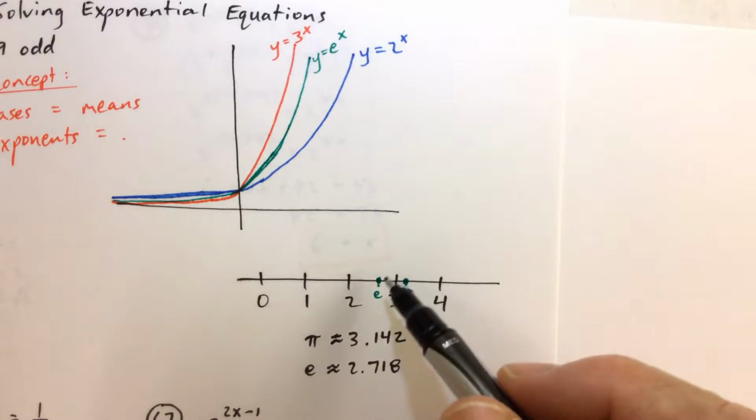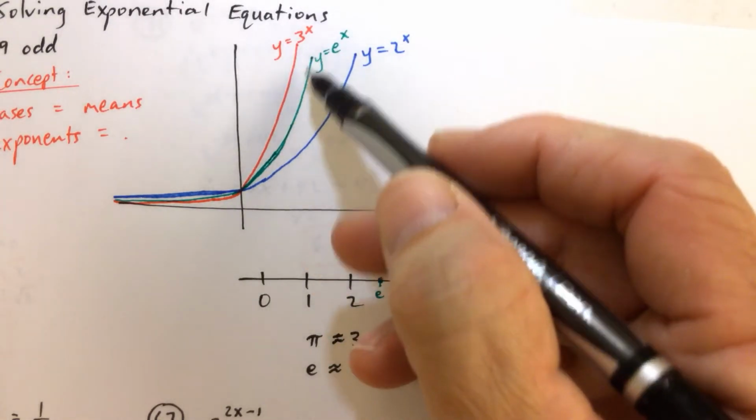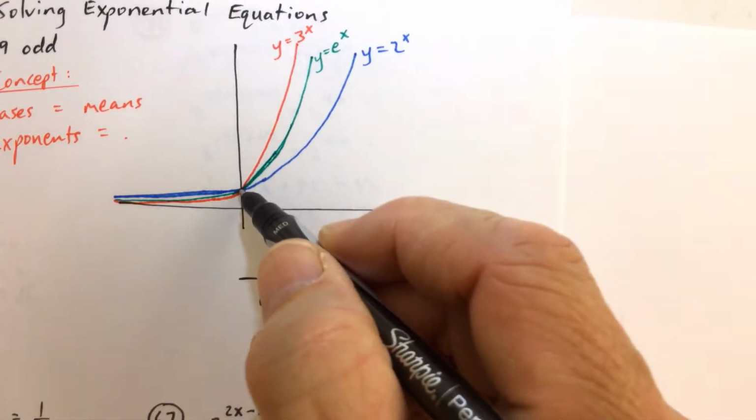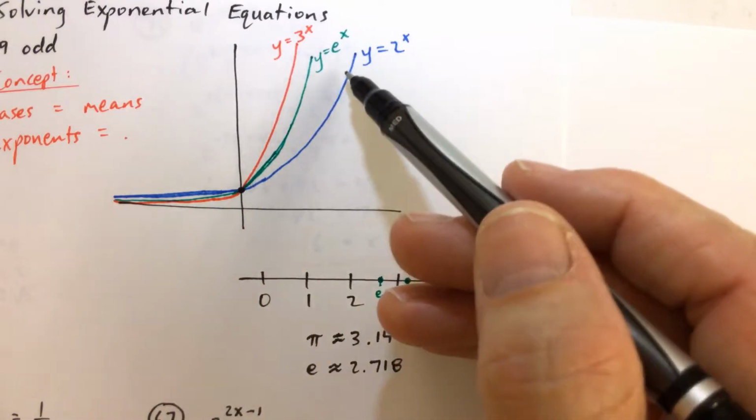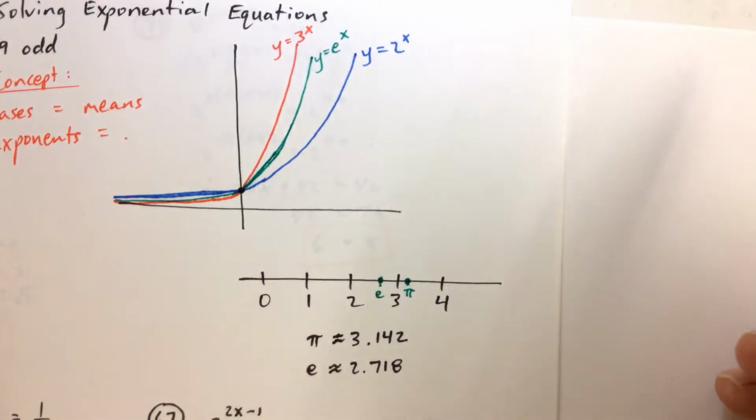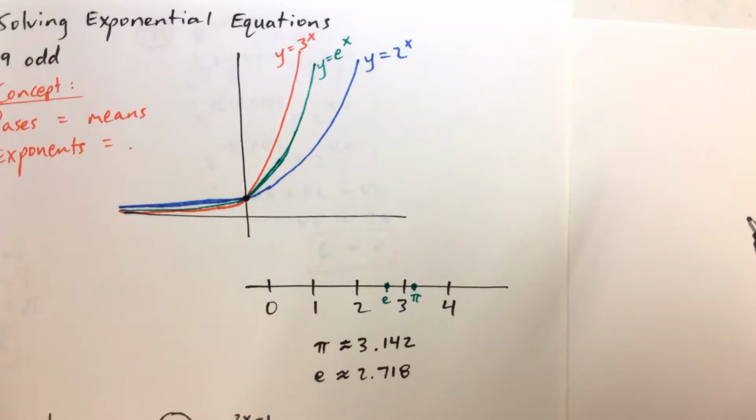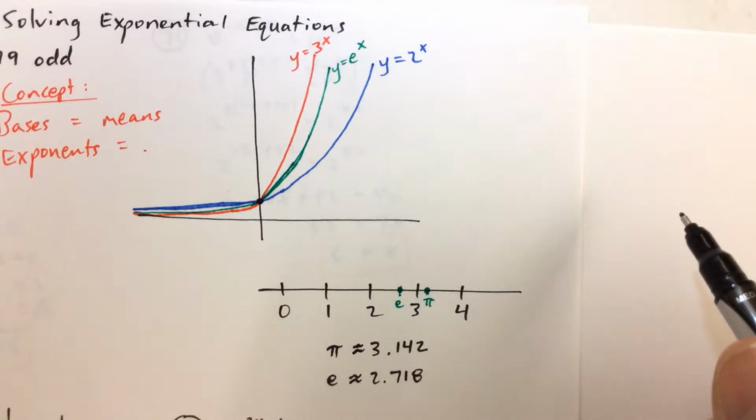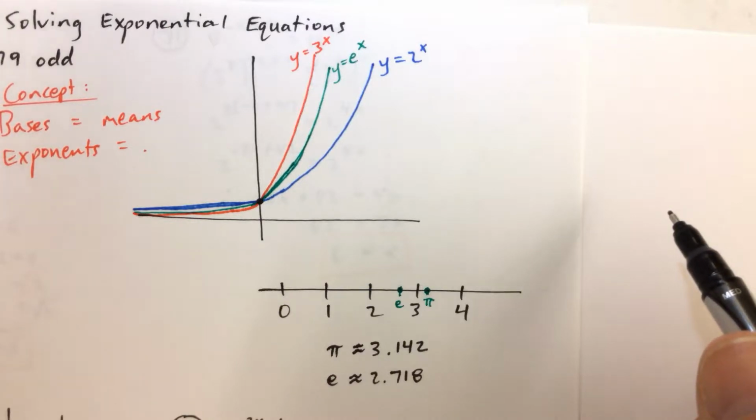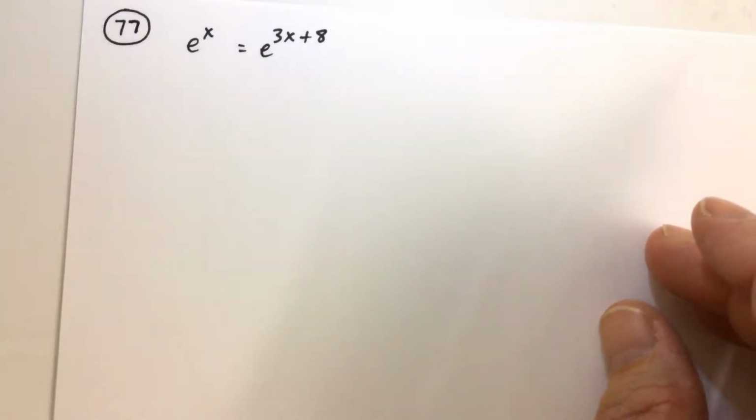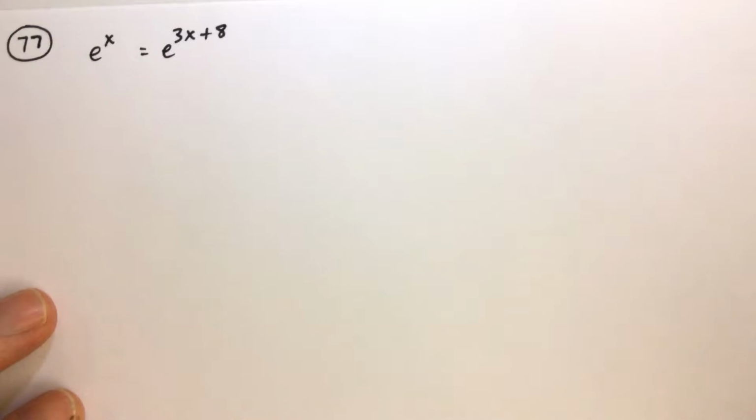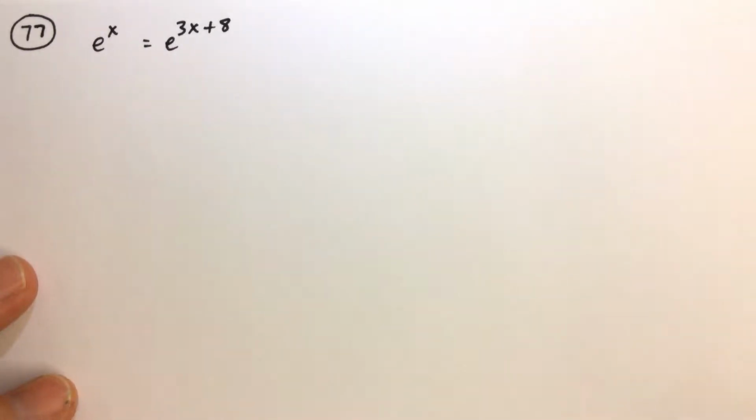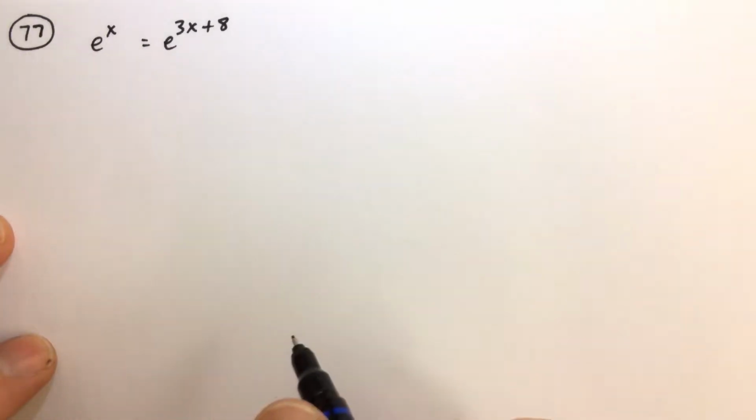And so you could see e on a number line, you could see e to the x on a graph. It has the same y-intercept as the other two functions, 2 to the x and 3 to the x. So you won't treat e to any power any differently than you would treat a 3 to that power or 2 to the power. So let's go ahead and see how it changes. Like I said, it's not really going to change anything other than it's just a different number.